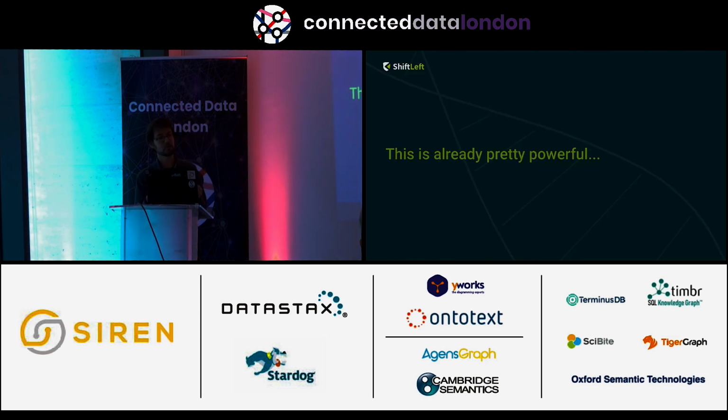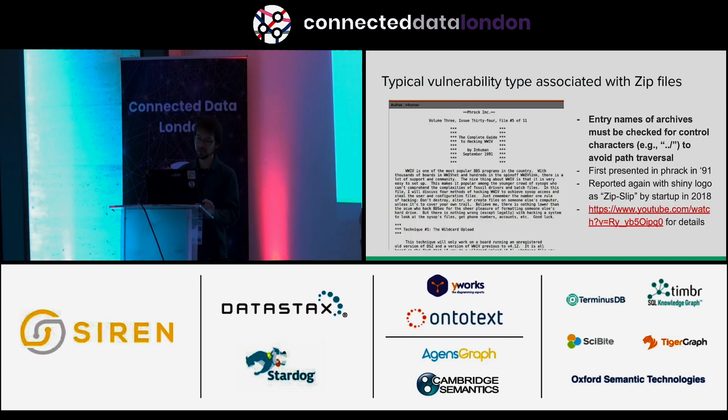All right. And so I just want to show you what you can do with this, because that's all very abstract. Let me give you some examples of concrete things that you can find with this base layer. So this is a vulnerability type that's been known for a very long time. In 1991 it was first presented, and it was then rediscovered in 2018 by a startup which gave it a fancy name called ZipSlip. And the idea of ZipSlip is that if you have a zip archive and the file name in there has a ..